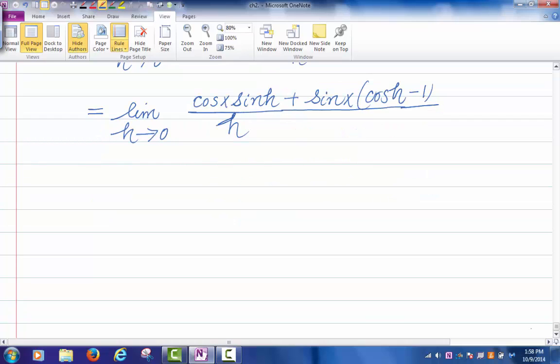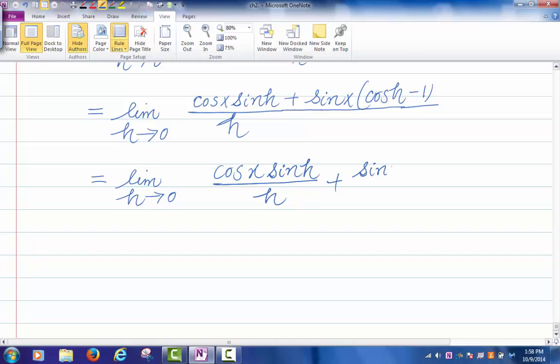Okay, now I'm going to use your suggestion, break it up into 2 fractions. So break it up as cosine x sine h divided by h, plus sine x times cosine h minus 1, divided by h.